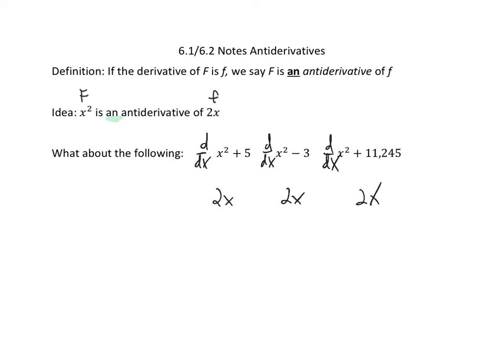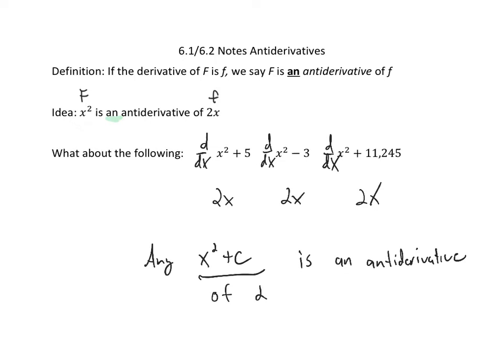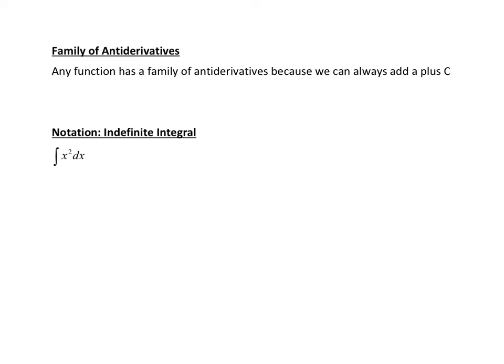In fact, all of those expressions are antiderivatives. Any x squared plus c would be an antiderivative of 2x. So x squared plus or minus any number, if you took the derivative of it, you would get 2x. So those would all be antiderivatives. So we say this is a family of antiderivatives. Any function has a family of antiderivatives because we can always add a plus c.